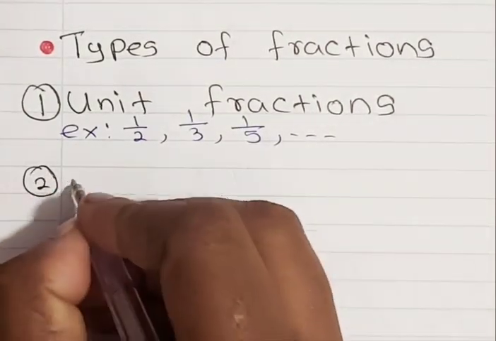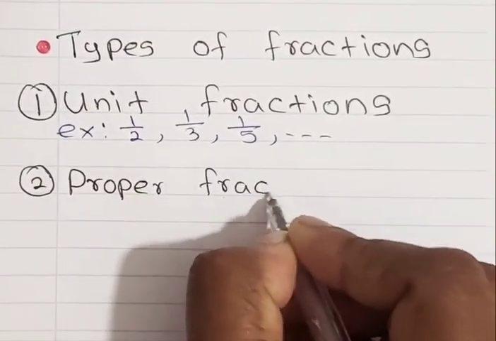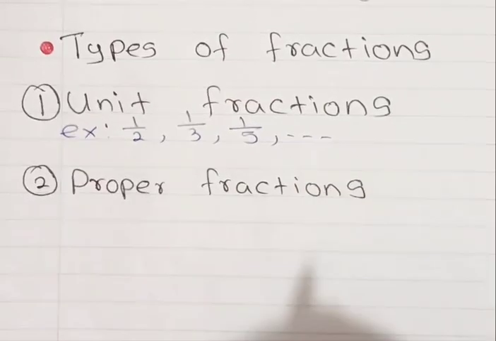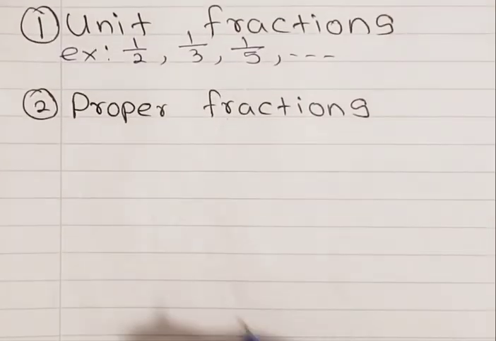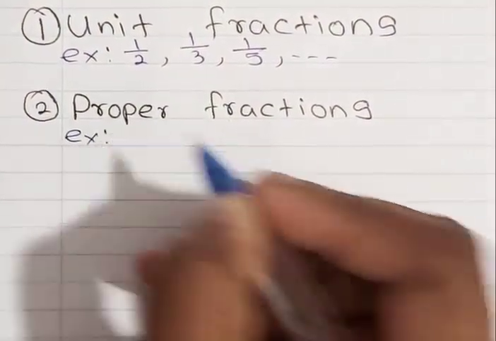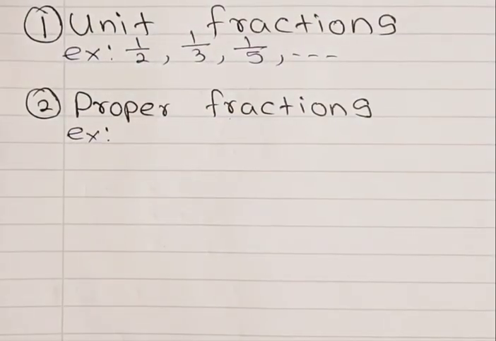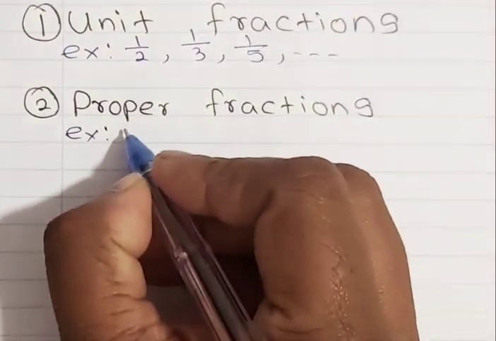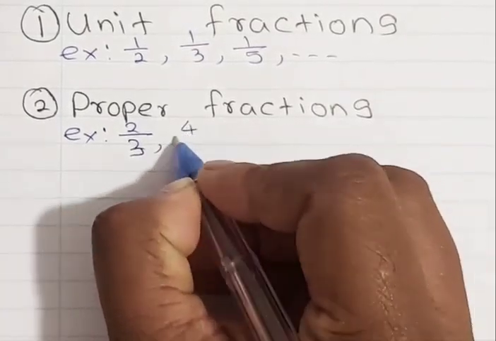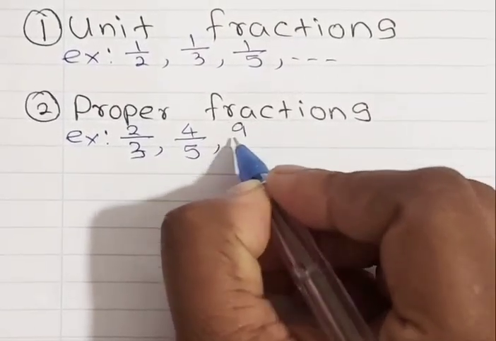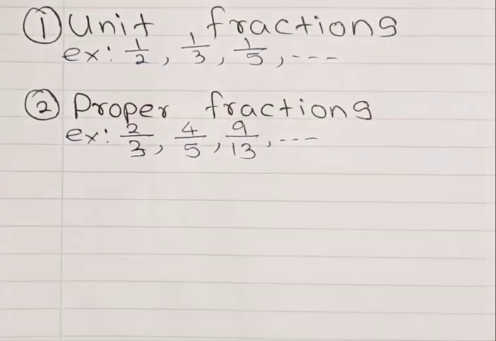In the second one I can take proper fractions. Proper fractions, very carefully you need to write down with the proper spelling. If the numerator value is smaller than the denominator, that kind of fraction we can call a proper fraction, right? So if I am taking examples like here, 2/3, 4/5 and also 9/13, like that I can get examples for proper fractions, okay?